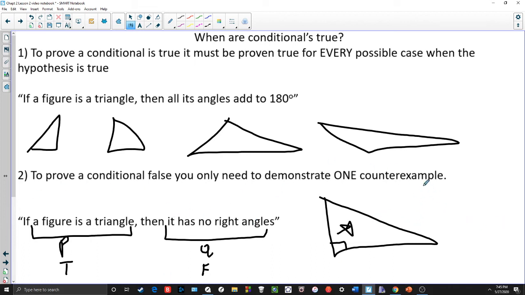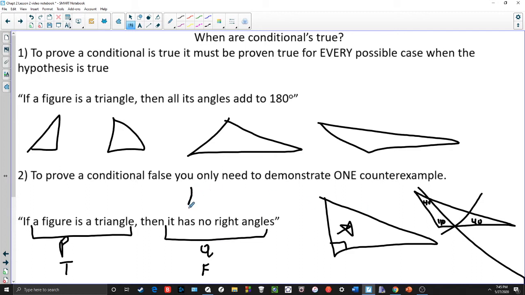So for example, I couldn't do something like this. Maybe say this is 110, this is 40, and this is 40. This wouldn't be a counterexample because it is a triangle, so it serves to prove that P is correct. It is a triangle, and it has no right angles. Well, this does not have any right angles, so it can't be used as a counterexample because it follows the hypothesis. It's a true statement. So this I can't use as a counterexample because it's a triangle with no right angles. So P is true and Q is true. I'm looking for an example where P is true and Q is false.